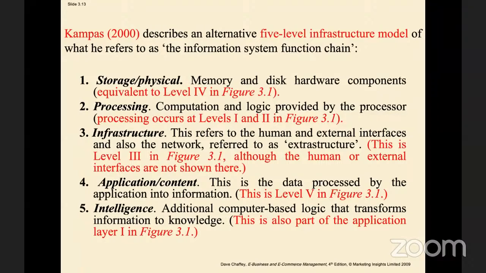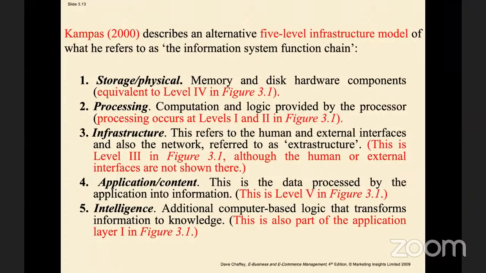Okay. Compass in 2000 describes an alternative 5-level infrastructure model of what he refers to as the information system function chain. So this is another person named Compass who in 2000 describes an alternative model. What is an alternative model? It is a 5-level infrastructure model. So what are the different 5 levels?